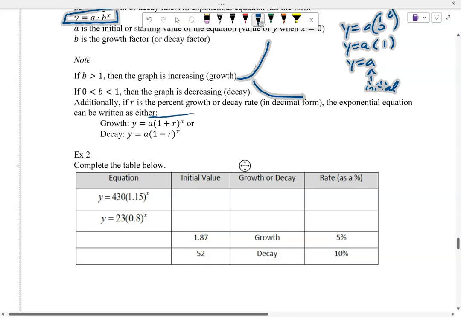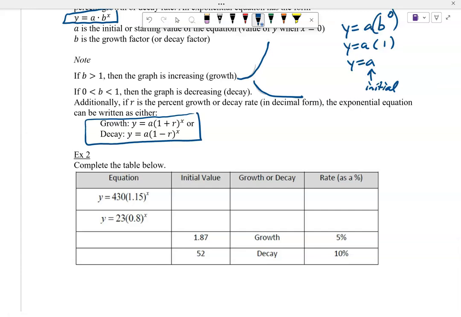Okay. And then here's a couple where you have a rate. If it's a growth, it'll be the top one. If it's a decay, it'll be the bottom one. So instead of a B in the parentheses, I have 1 plus R, which is your B value. Okay, we'll work some of these problems here. So let's complete this table below with this information.